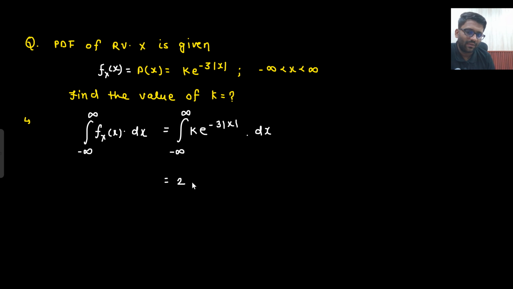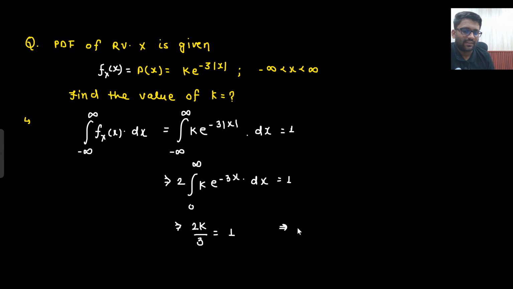So how can you break it down? 2 times the integral from 0 to infinity of k e to the power minus 3x dx. So what will be the answer? This should be equal to 1. So what answer will you get? When you solve this particular integration, you will get 2k by 3. That should be equal to 1. So the value of k is coming out to be 3 by 2, which is 1.5.